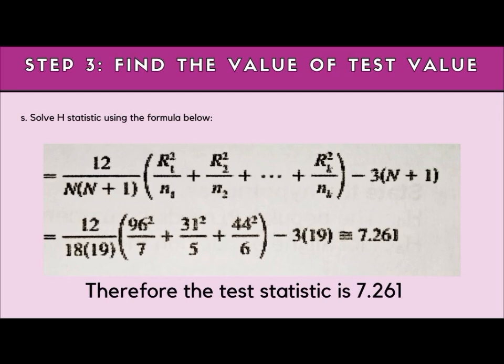Then 3 again is a constant, and the n is the sample size of 18, plus 1. So the final answer would be approximately 7.261. So therefore our H statistic or our test value is equal to 7.261. As you've noticed, there are 3 dots which indicate an infinity sign, because according to the definition of the Kruskal-Wallis test, it is about 3 or more samples. That is why it can go from 3 and up.